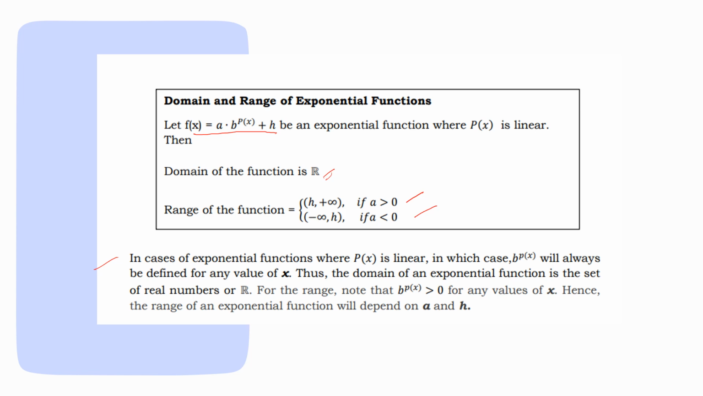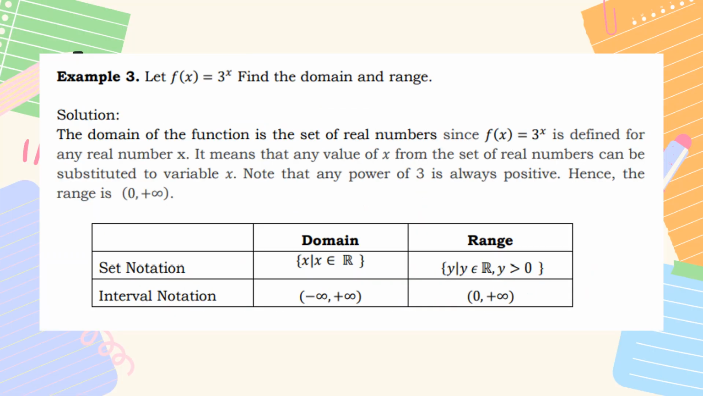In case of exponential function where p of x is linear, in which case b raised to p of x will always be defined for any x value, thus the domain of the exponential function is the set of real numbers R. For the range, note that b raised to p of x is greater than 0 for any values of x. Hence, the range of an exponential function will depend on a and h. So let's have example number 3.